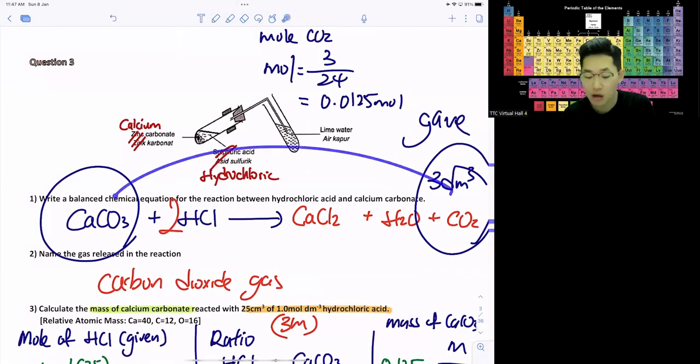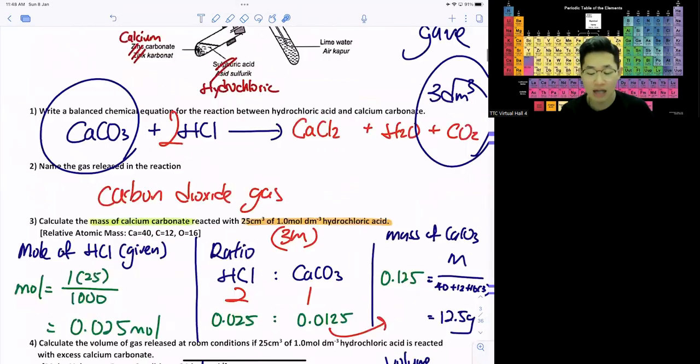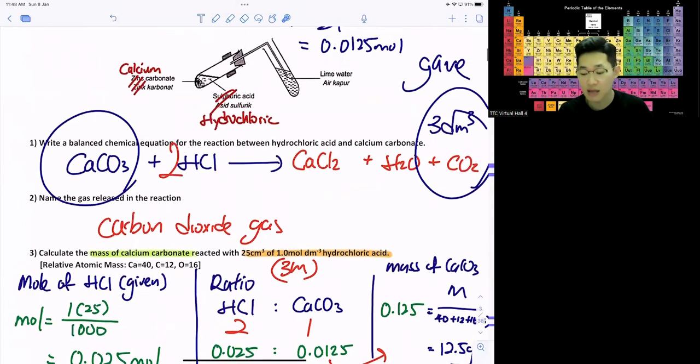Then you compare the ratio. It is 1 to 1, like that. Okay, so the value they give you can be from a different substance. I don't know which one they are going to give you, but start from the given substance, find mole ratio to what you want to find.